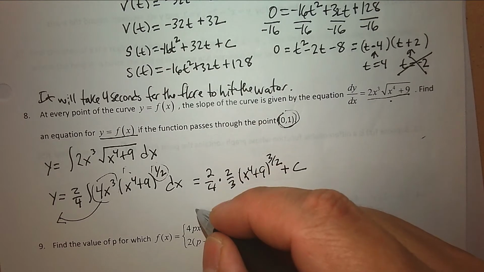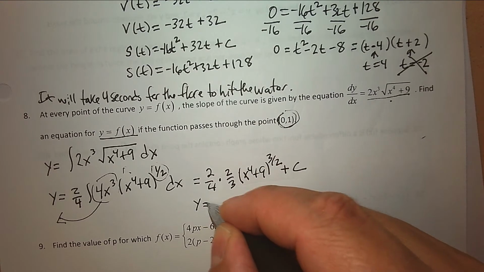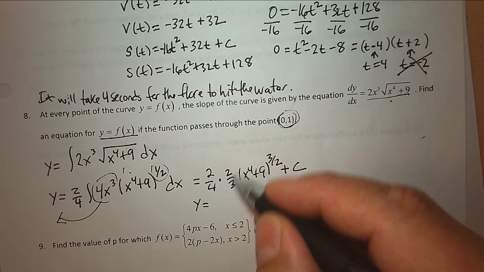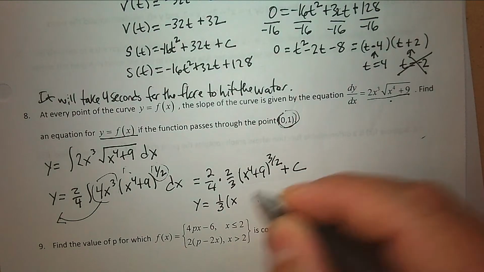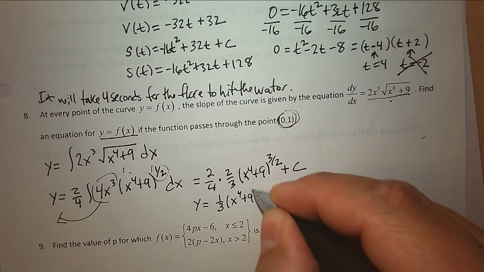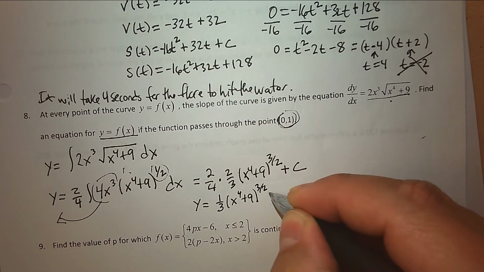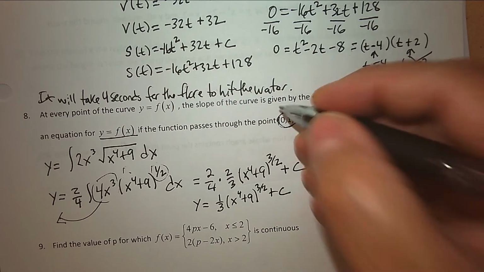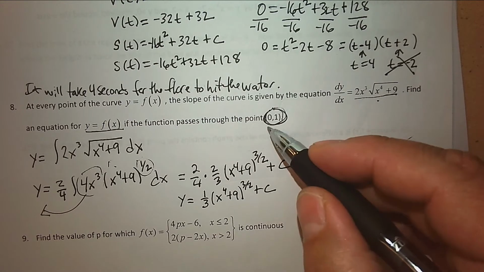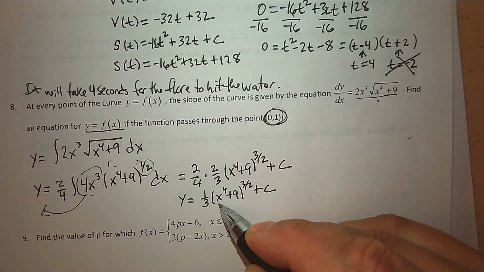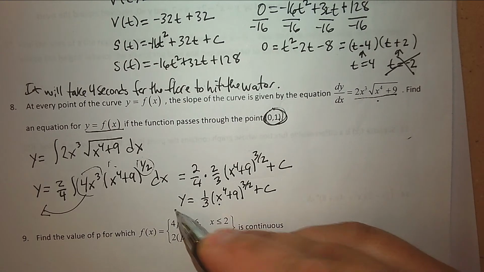So if I simplify this just a little bit, it's going to be 4 over 12. Well, I don't like that. So 4 divided by 4, it's going to be 1/3. I like that better. X to the fourth plus 9 to the 3/2 plus the constant. Now we're going to use this, 0 and 1. This tells me that when the x coordinate is 0, the y coordinate's 1, and I can solve for c.